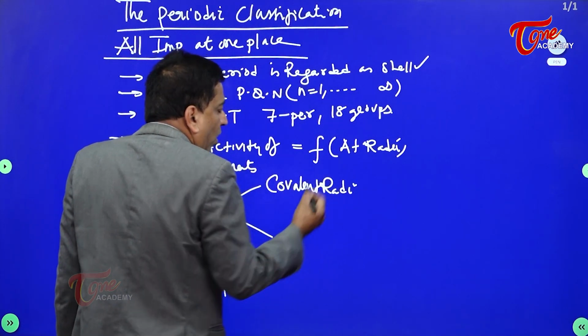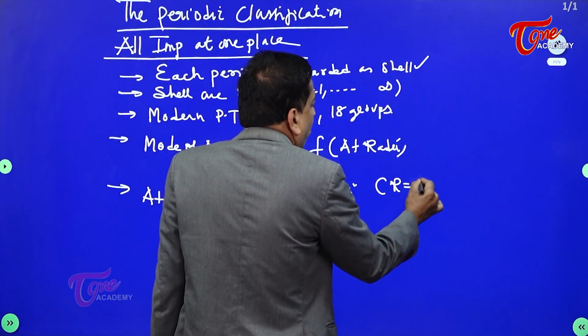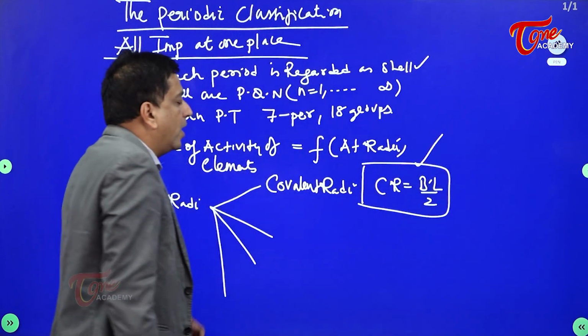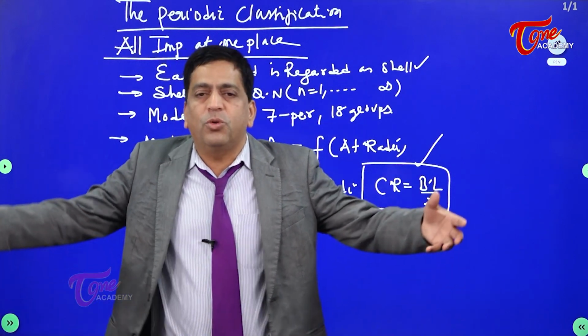It's basically covalent radii, and covalent radii is nothing but bond length by 2. This might be a question in the exam. The covalent radii is basically bond length by 2, right?